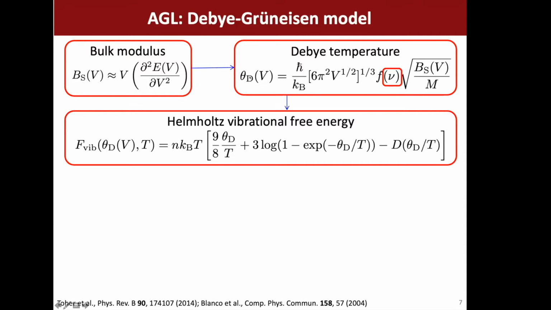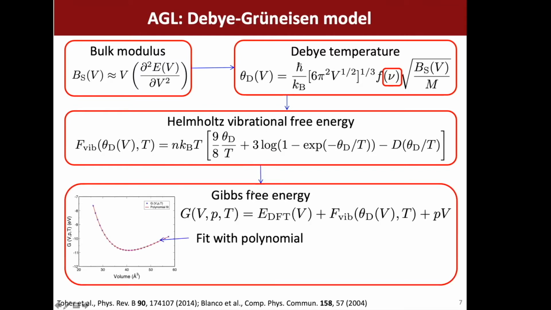So once we have this Debye temperature, we can then calculate the vibrational component of the free energy using this expression here. And then you can add these terms together. So you have the energy as a function of volume you got from your initial DFT calculations. You have your vibrational energy as a function of volume and of temperature. And then you can add on this pressure-volume term. And this will give you your Gibbs free energy as a function of volume, pressure, and temperature.